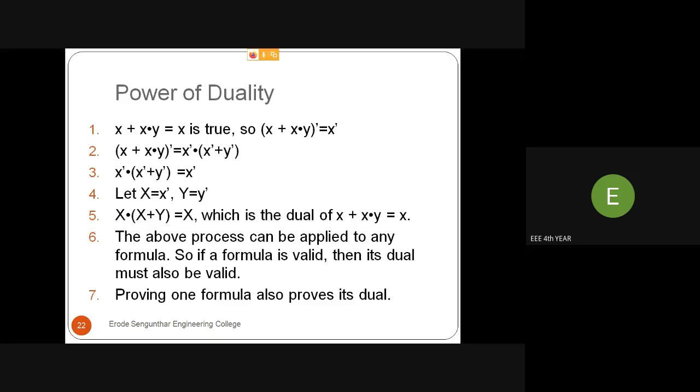Next, this is the power of duality. You can check the power of duality.